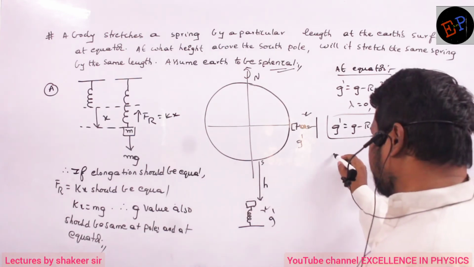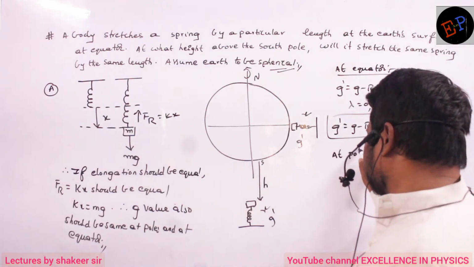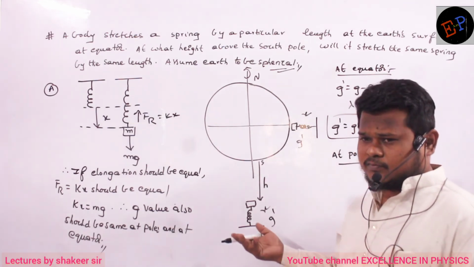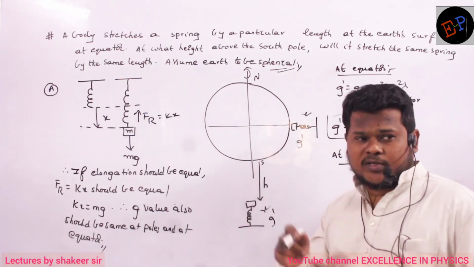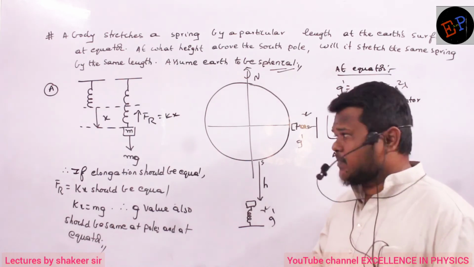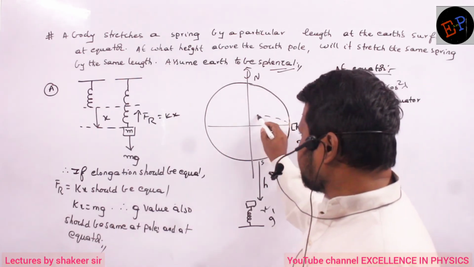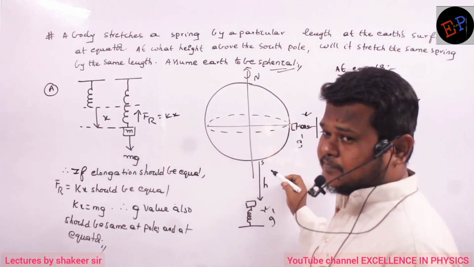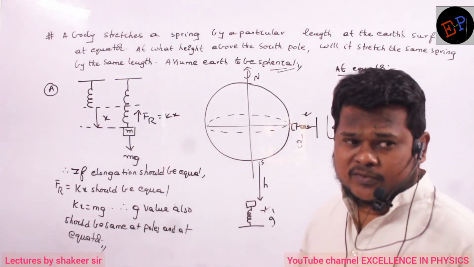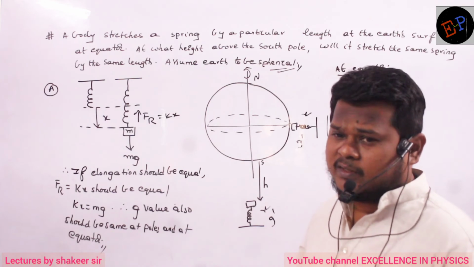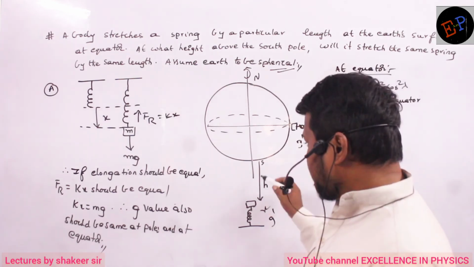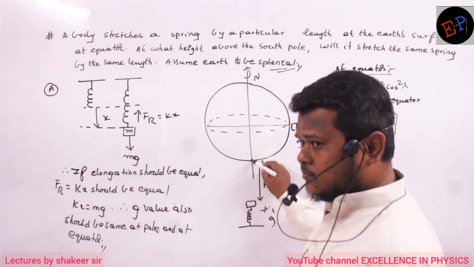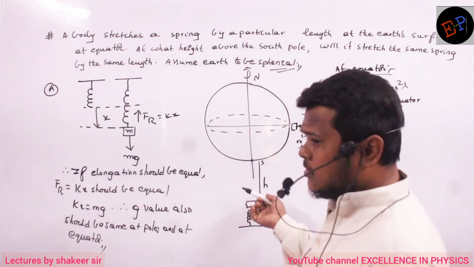Okay, now at poles. At poles, there is no rotation. Why? Because at the equator the body is rotating in a very big circle. The r value is bigger, so therefore centripetal force and centrifugal force will also be very large. But if you take this point, it is not at all rotating in a circle.